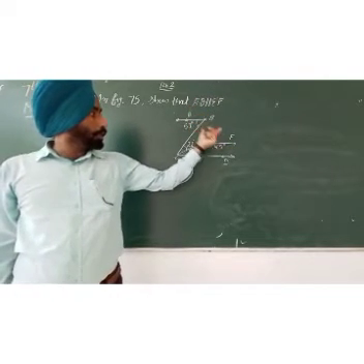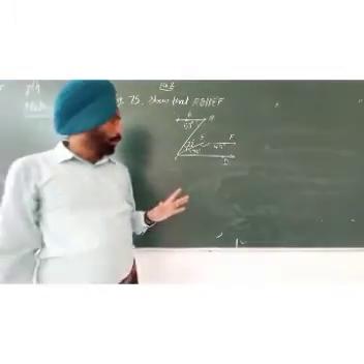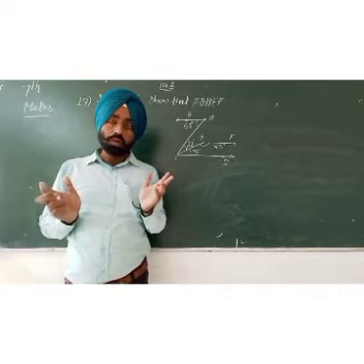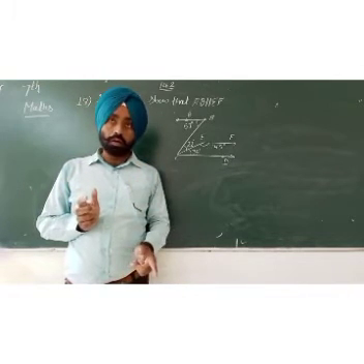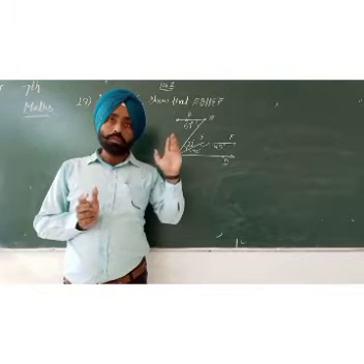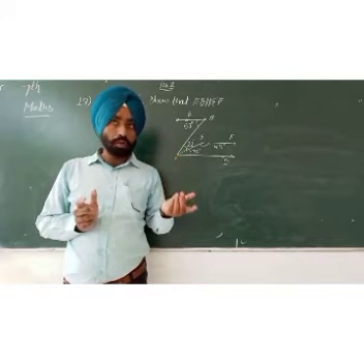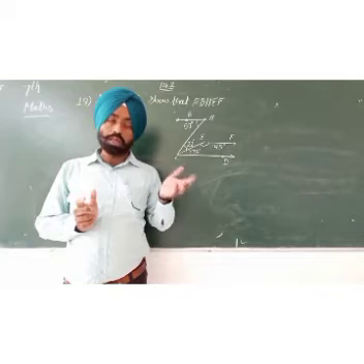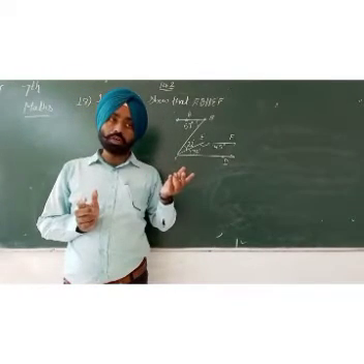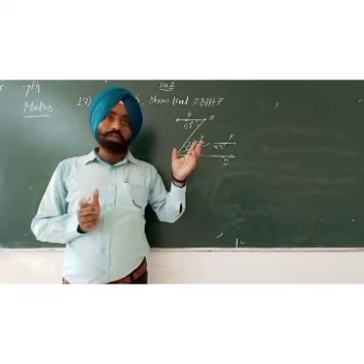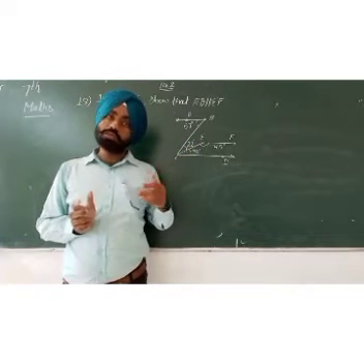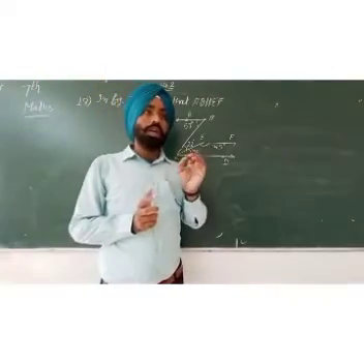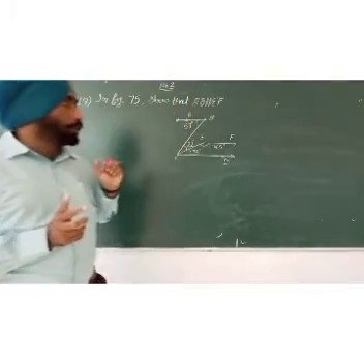You have to prove how AB is parallel to EF. So I already told you, two lines are parallel if, number 1, any one pair of corresponding angles is equal; number 2, any pair of alternate angles is equal; and third condition, the sum of interior angles on the same side of the transversal is equal to 180. If any one of these three conditions holds, then the two lines will be parallel.